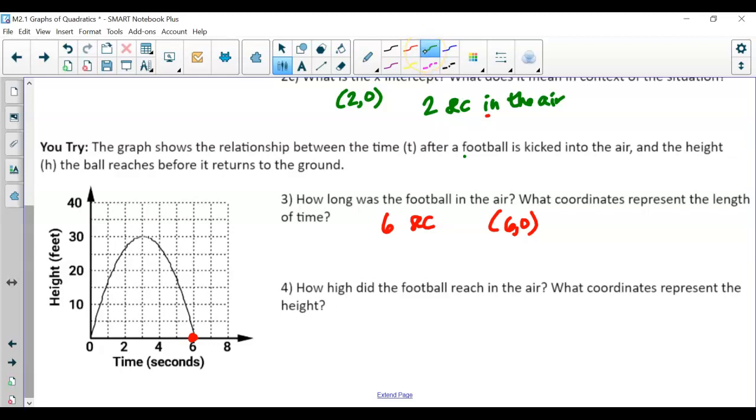Then how high did the football reach in the air? Well, that's basically asking what is the maximum height that the football reached? The maximum was 30 feet. And again, what coordinates tell us this? The vertex, the maximum, which was here at 3, 30. So that will tell you that maximum, how long and how high it got.